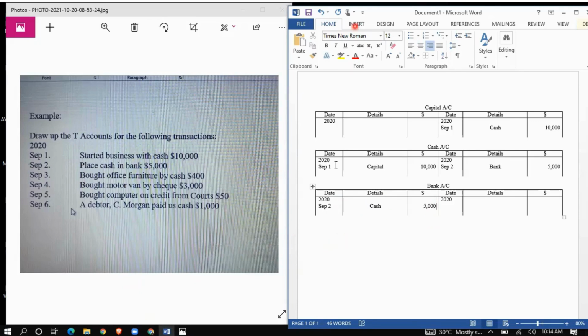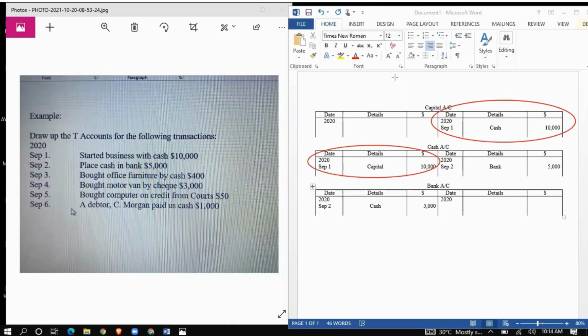So let's go back to this again. For September 1, we have a credit and a debit. Every debit entry has a corresponding credit entry and vice versa. For September 2, it's the very same thing. We have that and that.